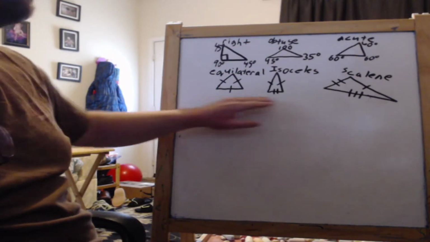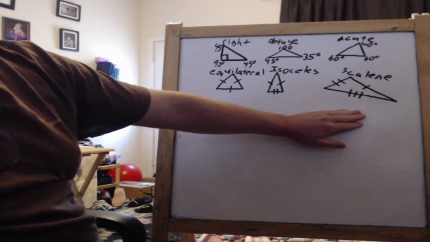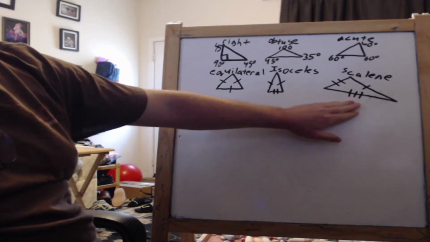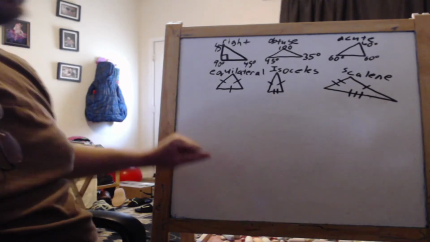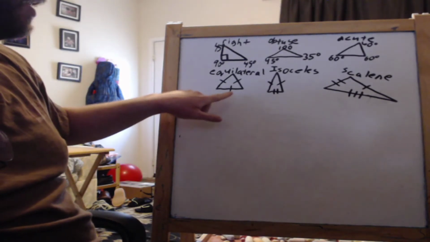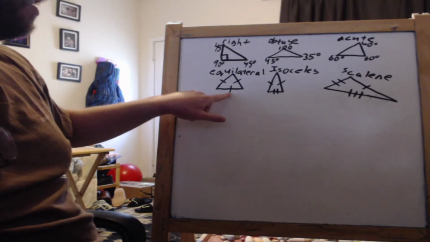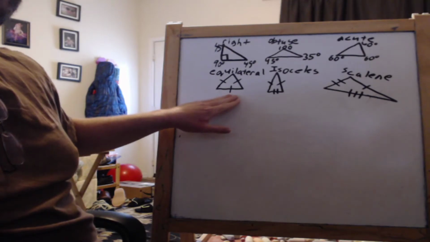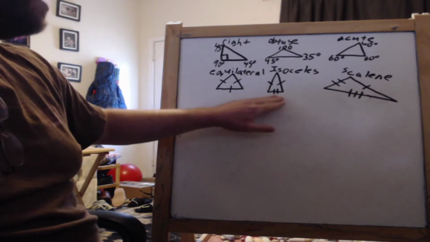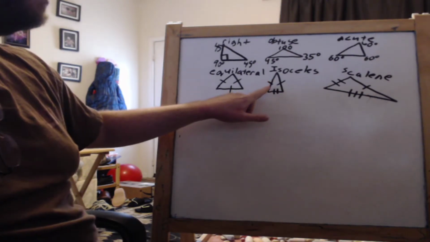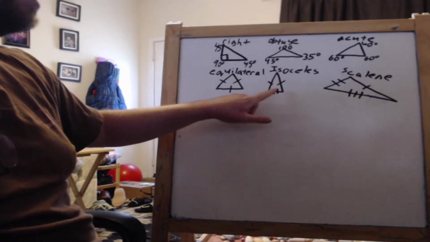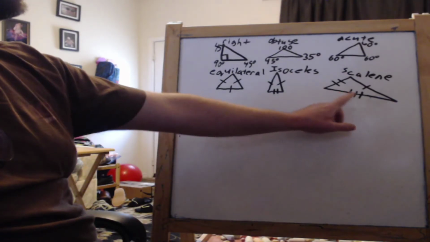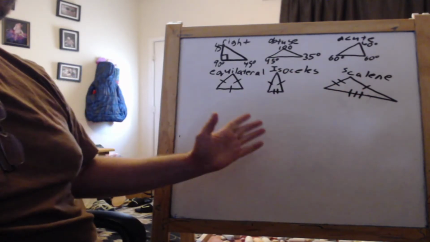Then we have 3 other types of triangles. These triangles are based on the length of their sides, okay? So the first one is an equilateral, and that means that all 3 sides are exactly the same length. The next one is isosceles, and that means that 2 of the sides are the same length and 1 is different. And then there's scalene, which is all 3 sides are different.